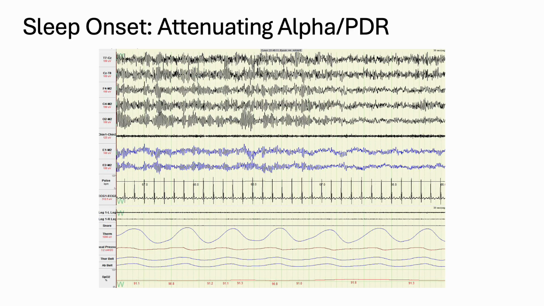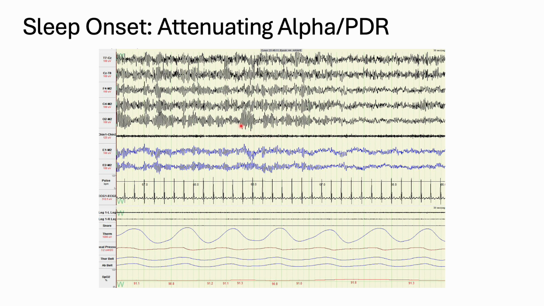This epoch wouldn't qualify as an epoch of sleep, it's not long enough, but it's a good example of attenuated PDR or attenuated alpha. This patient had huge alpha waves, and it was very clear when those waves got smaller. You can also see there's a rolling eye movement, there's a rolling eye movement, there's one.